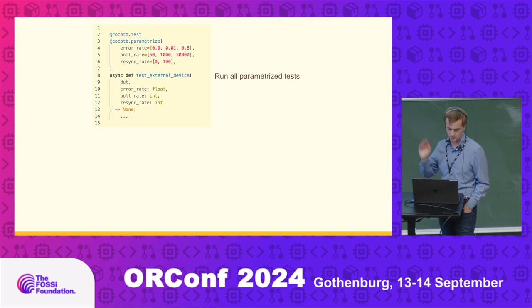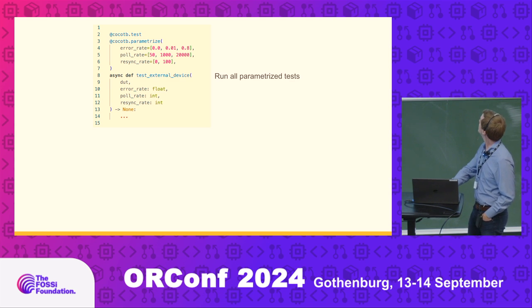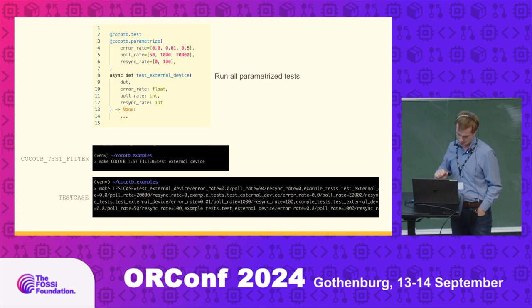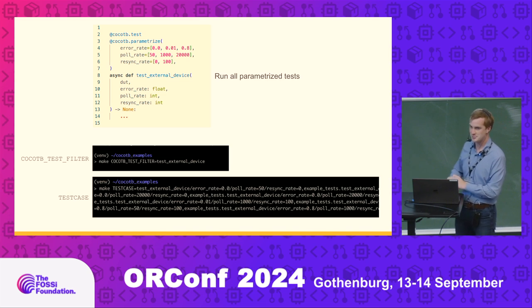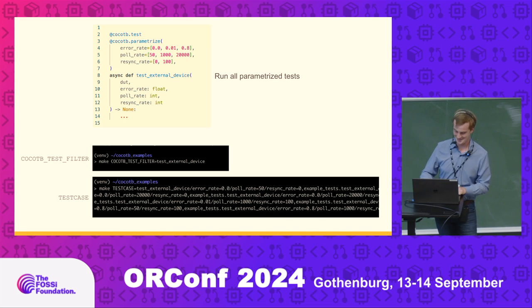So we have another parameterized test here. And you can see there we have three different options: an error rate, poll rate, and a resync rate. So that's a total of 18 tests we're going to generate. And we want to run all of them. So that's how you can do it with a cocotb test filter. We're just going to use a regular expression to match all the test names. And below is a cut-off version of how you would do that with a test case, where you would have to copy and paste every single test name in a comma-separated list.